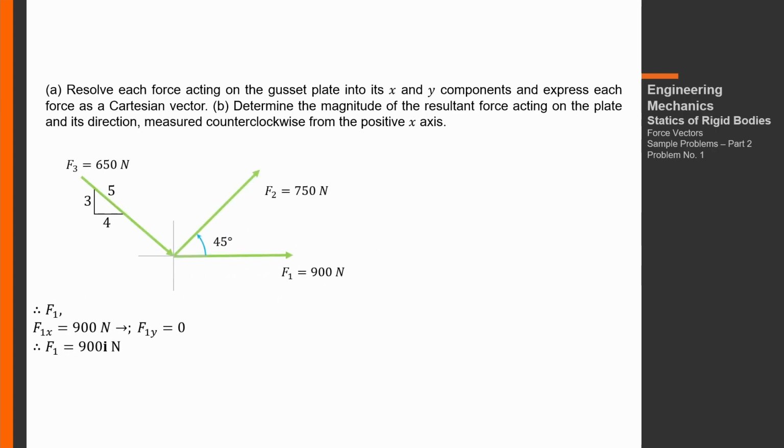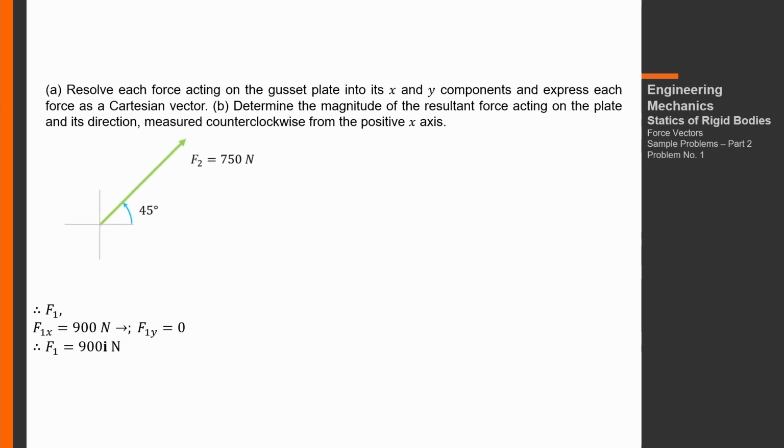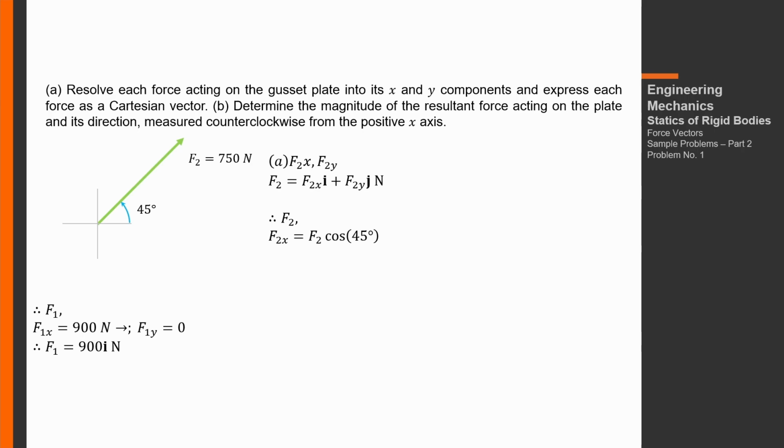Yung second force, 750 Newton, 45 degrees measured counterclockwise from the positive x-axis. So, components F2x and F2y as Cartesian vector, ito yung notation. So, therefore, F2. So, cosine, dahil yung x component ay adjacent dun sa angle given, which is 45 degrees. Tapos, yung y component naman, so opposite naman siya pag bumuo tayo ng triangle dun sa mga components, yung x and y components. So, sine 45 naman.